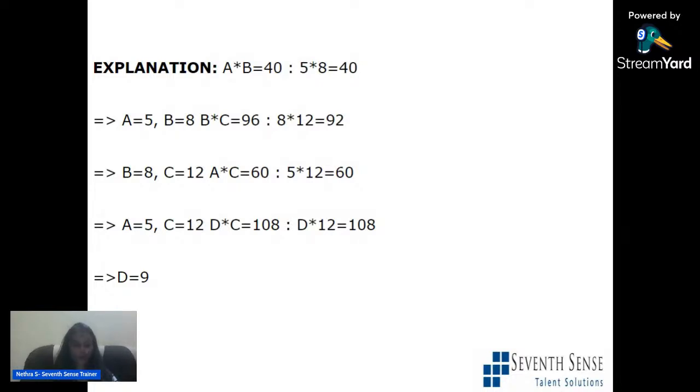So the same formula, if we apply for A into C, A we can keep as unknown. C's value we found as 12. So A into 12 is equal to 60. So if we want A's value, we get 5. So we got every value, A, B, and C. The last condition is D into C is equal to 108. To find D's value, we substitute C's value, that is 12. Then the answer will come as D is equal to 9 if we simplify that. I hope everyone understood. Yeah. So we'll move on to the next question.